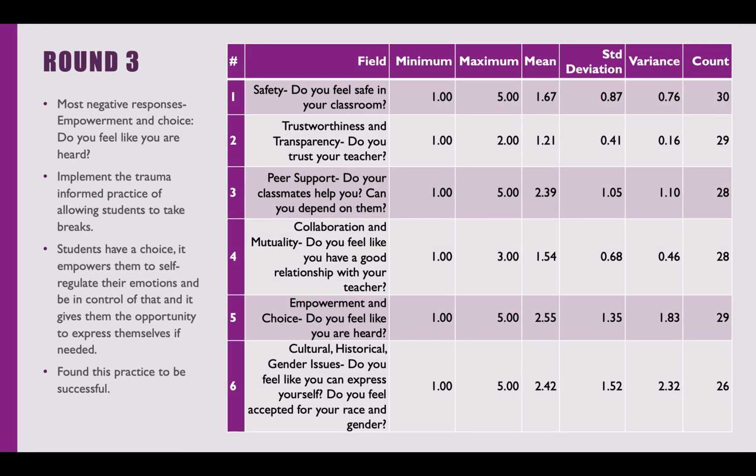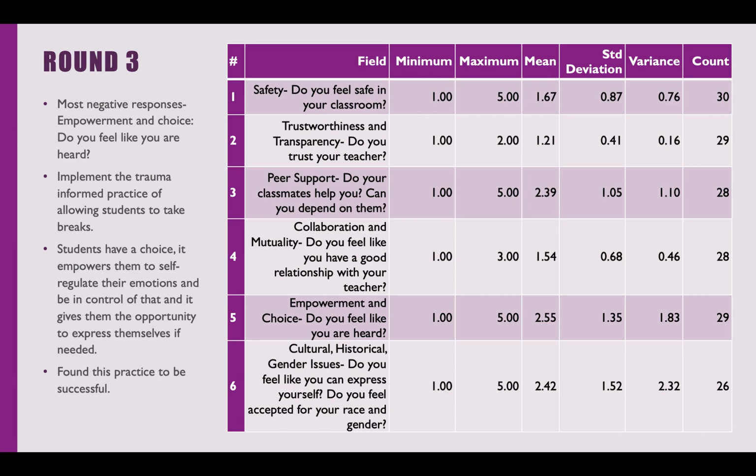In preparation for round 3, I went back to the student survey. 27% of my students answered probably not or definitely not to the empowerment and choice question, do you feel like you are heard, which was the largest percentage of negative responses. The mean of 2.5 is also the highest.